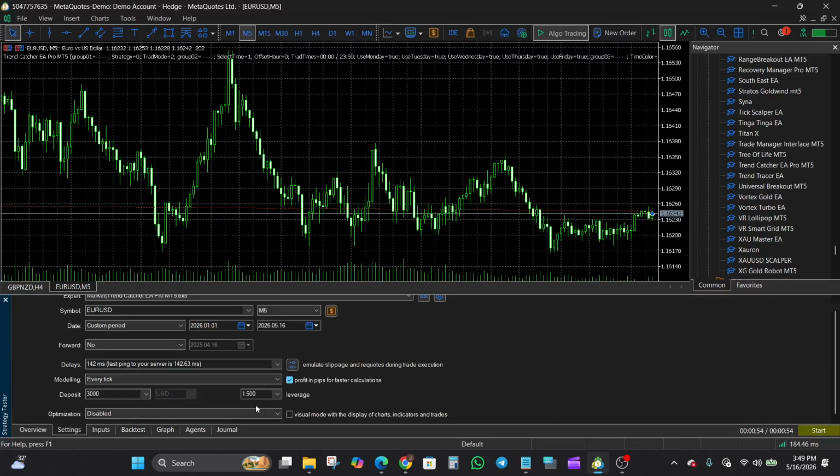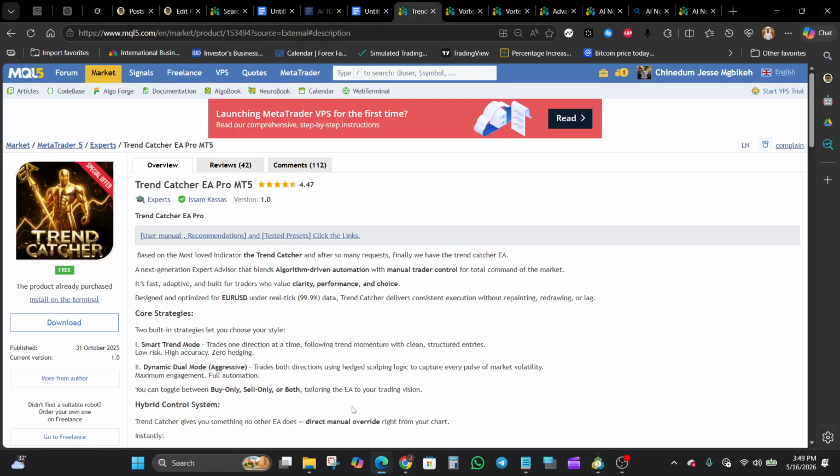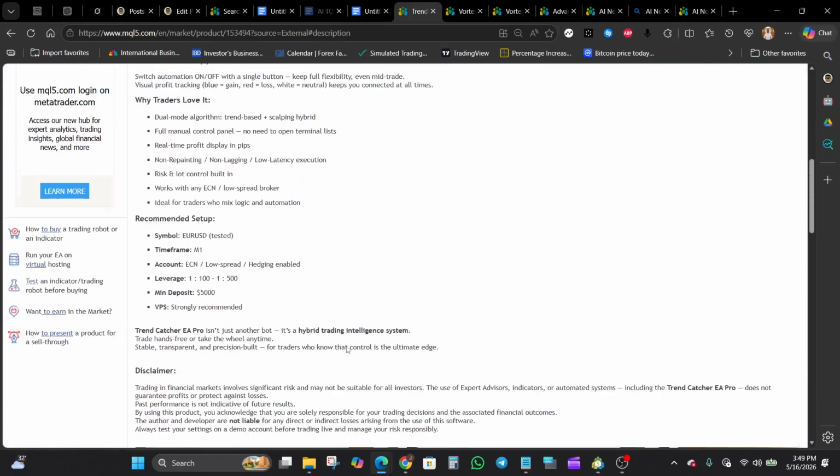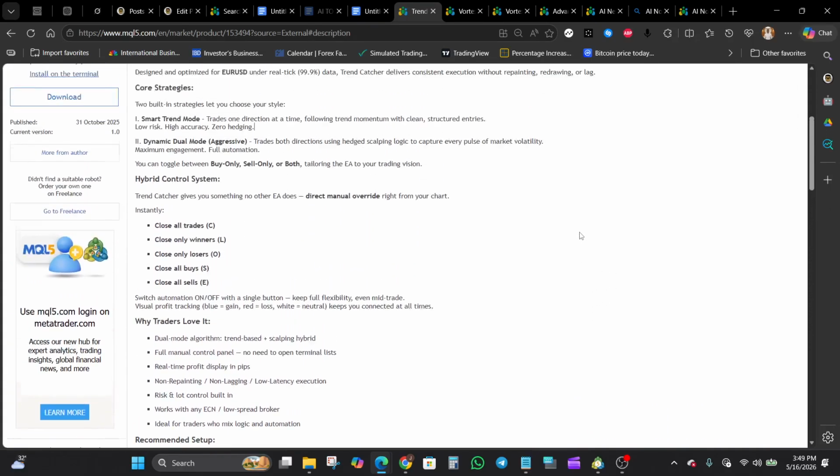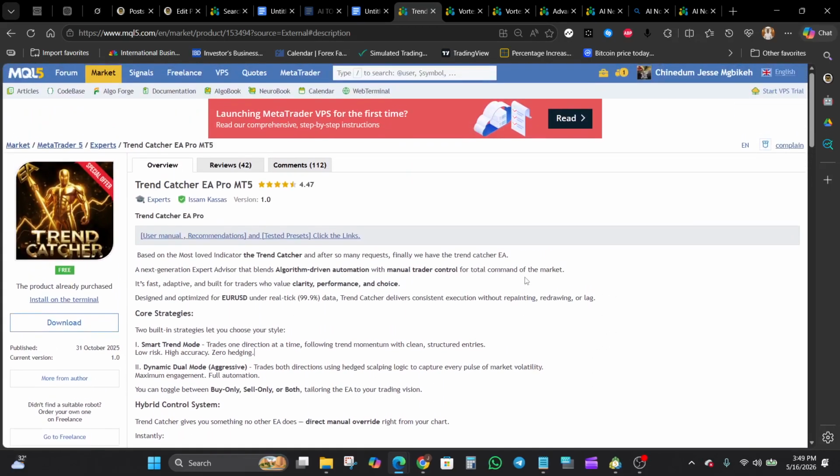But I will recommend testing on the 1 minute time frame, right? Even though the 1 minute time frame seemed to be taking a while, that was why I just shifted to the 5 minutes, right? So the 1 minute time frame is the ideal time frame to test on. Okay, we can see that the recommended time frame is actually M1. All right, so during your convenience time, if you are interested in this EA, you can actually test it on the 1 minute time frame.